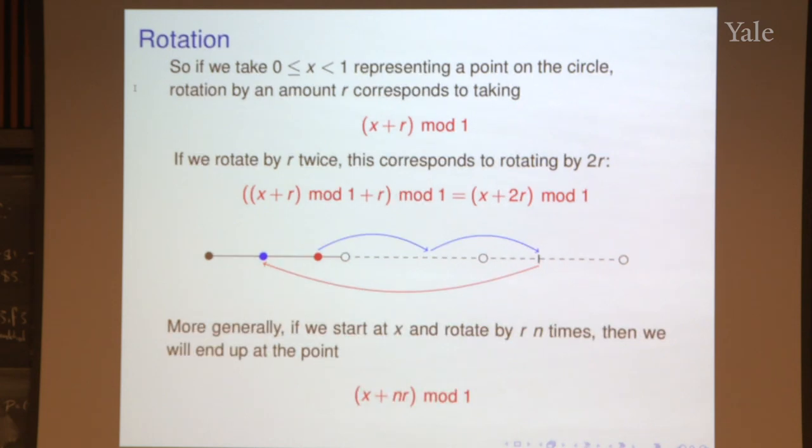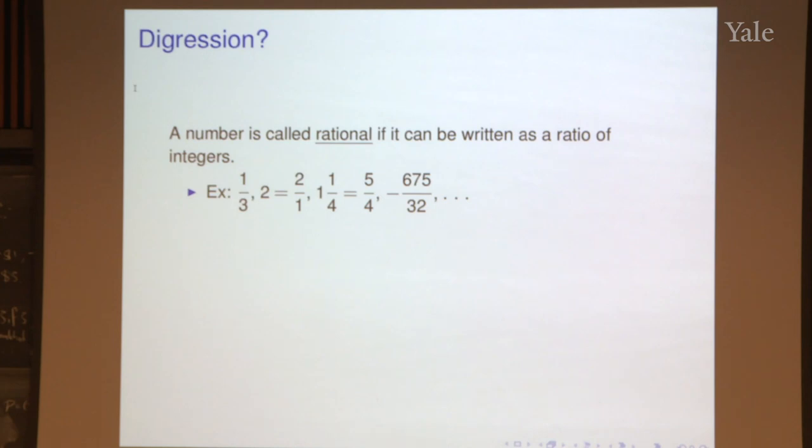So more generally, if we start from some number x and we rotate by r n times, that's the same as adding n times r to x and then reducing mod 1. So basically, all I'm saying in this slide is that we can do all of the reducing mod 1 at the end. That's not a problem. OK, now I'm going to take a brief digression.